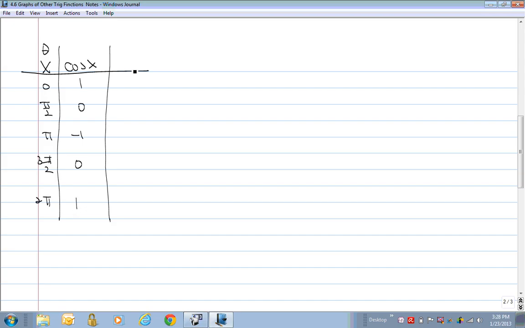Now let's talk about it in relationship to its reciprocal, secant. Again, the reciprocal of 1 would be 1. The reciprocal of 0 would be undefined. Again, we're going to talk about some asymptotes. -1 would be -1. 0 would be undefined. 1 would be 1. All right, let's take a look at what this graph looks like.